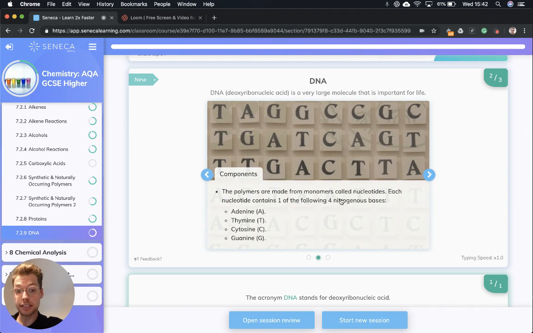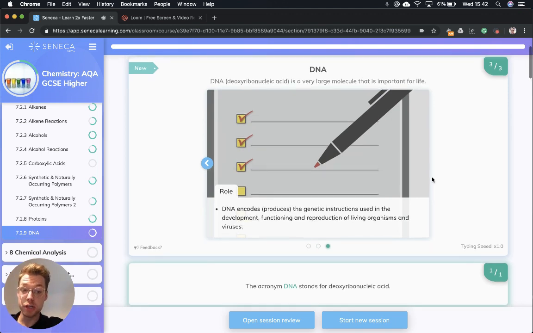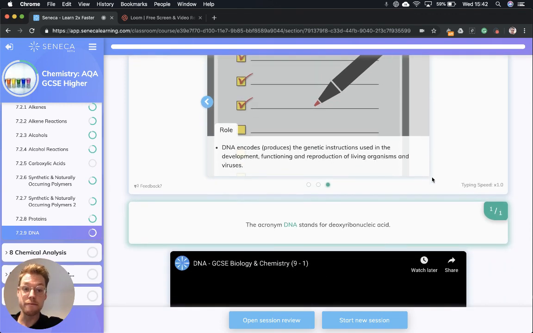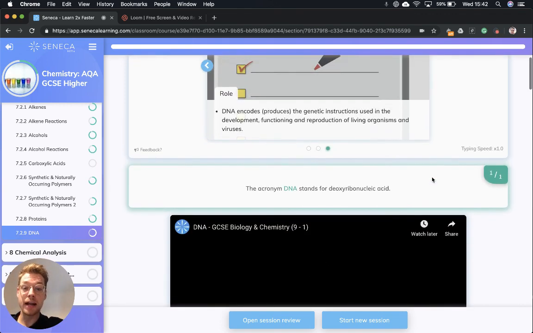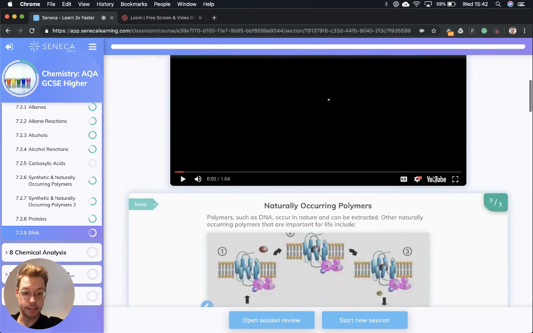Each nucleotide contains one of the four following nitrogenous, which means containing nitrogen, bases: adenine A, thymine T, cytosine C, and guanine G. It encodes genetic instructions that are used for the development, functioning, and reproduction of living organisms and viruses. And again, that acronym stands for deoxyribonucleic acid.